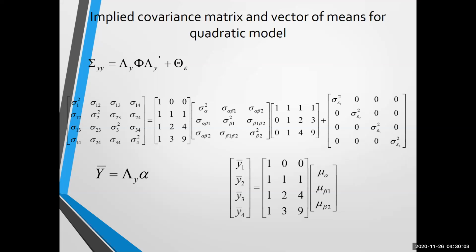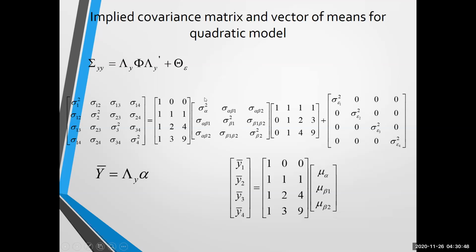This is the quadratic model in covariance matrix format. The observed variance covariance matrix is equal to the variance covariance matrix of the intercept, the linear factor, and the quadratic factor, pre-multiplied and post-multiplied by the matrix of factor loadings. Here we have the matrix of factor loadings, and here we have the transpose of the matrix of factor loadings, plus the residual matrix.